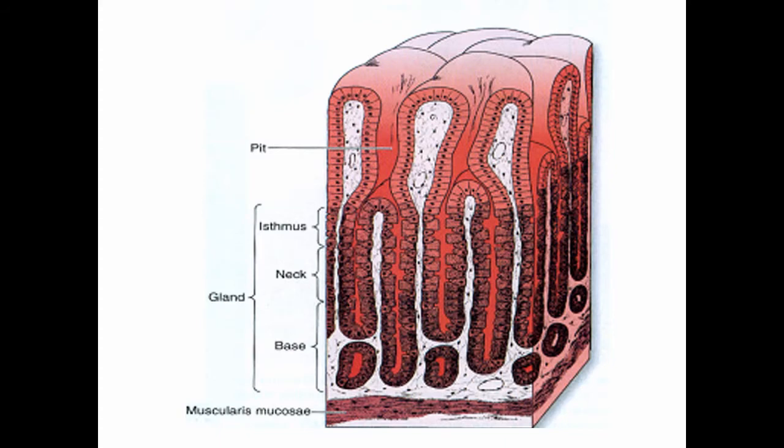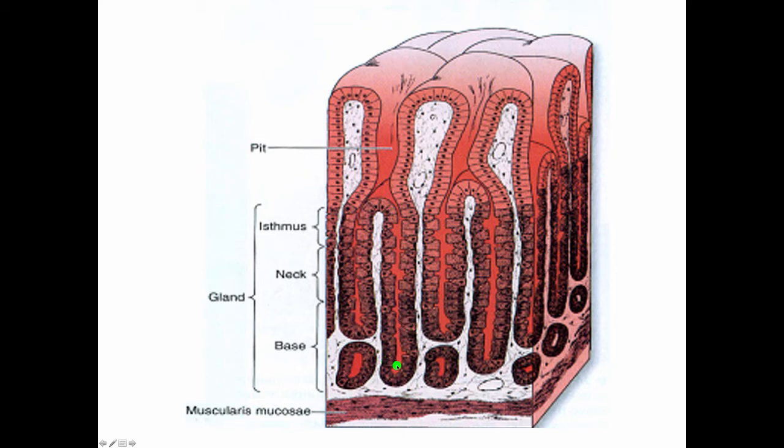This cartoon just shows the general arrangement of the mucosa in the stomach. It's folded, and you'll see pits and you'll see glands. So this would be a pit, an invagination, a little bit of the lumen. The lumen of the organ would be up here. So the pit is an invagination of that lumen. Then you have the glands, which are further invaginations of the epithelial surface.